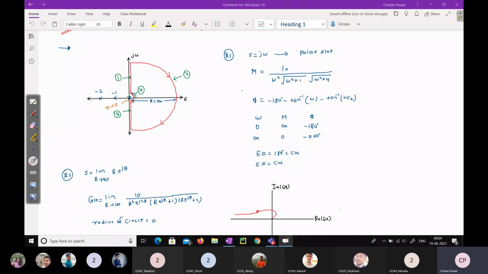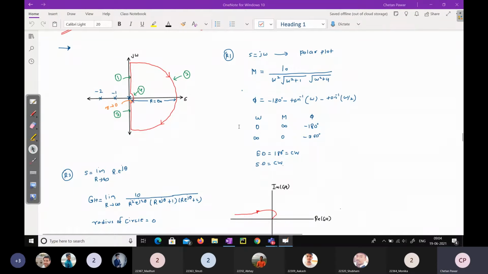As we have seen, this first region mapping is the polar plot. The third region mapping is the inverse polar plot. This infinite radius semicircle gives the circle with radius 0 in the mapping, so we neglect that part. And this semicircle of radius 0 will give you the infinite radius semicircles.